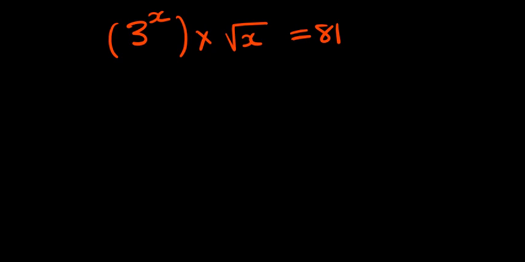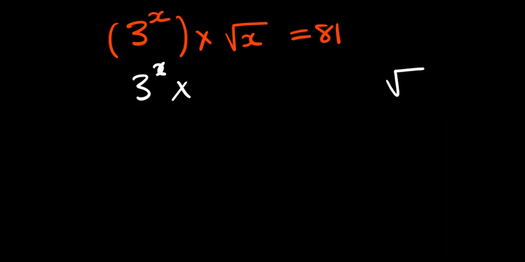Okay, now that we've got this, what do we now do? It's not very much different from the previous ones. So this will be 3 to the power x multiplied by the square root of x. We know that the square root is just the same as a power of half.